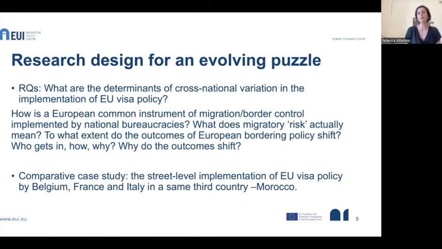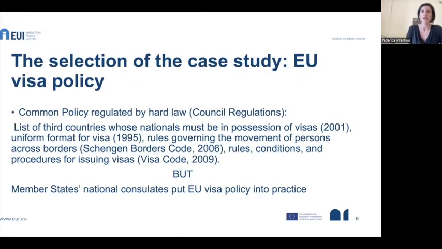And so we are building a comparative case study. So the street level implementation of EU visa policy by certain European member states in a same third country. And in the case I'm presenting here, the European countries are Belgium, France, and Italy, and the third country is Morocco. So let me unpack all this.